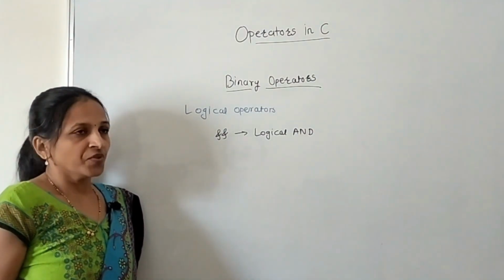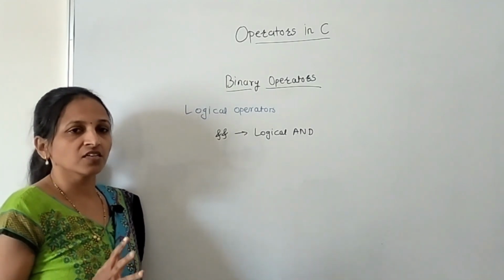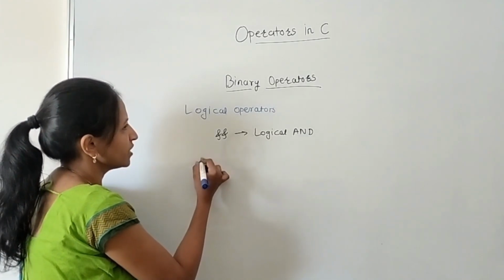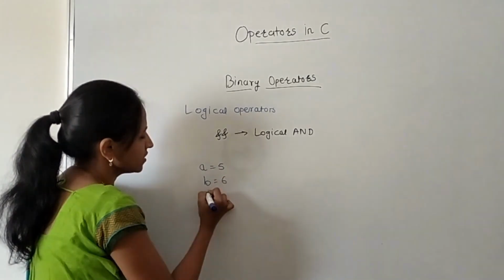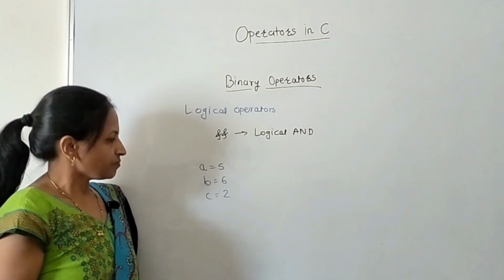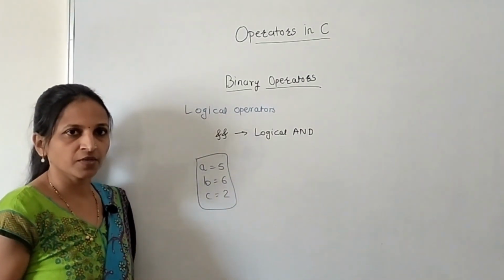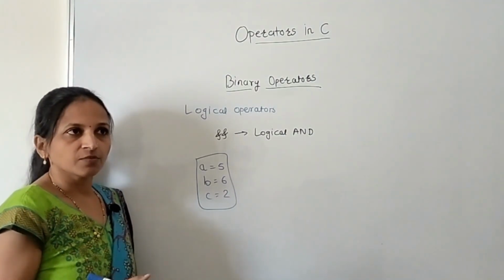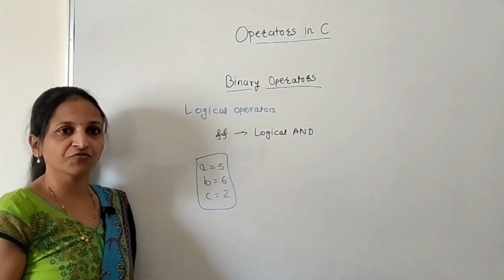For example, suppose I want to find out the maximum number between three numbers. This is the problem. Let A have value 5, B have value 6, and C have value 2. What will you do? In this case, which is maximum? B is maximum. For that we have to compare two times. So how can we solve this problem to find the maximum between three numbers?